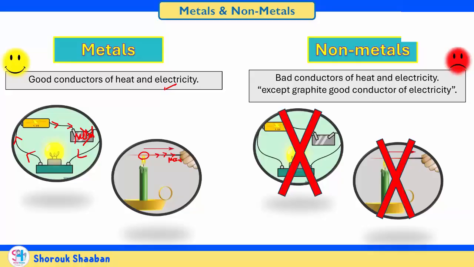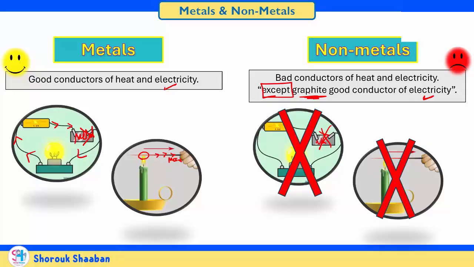So metals are good conductors of heat and good conductors of electricity, which means they allow electricity and heat to pass through them. While non-metal, it's bad. Bad at everything. Bad conductor for heat and bad conductor for electricity, which means if I added here non-metal, it will not allow electricity to pass through it. Never. The same here, it will not allow heat to pass through it, except, and take care about this exception, graphite element, which means carbon. This is the only good conductor non-metal for electricity.